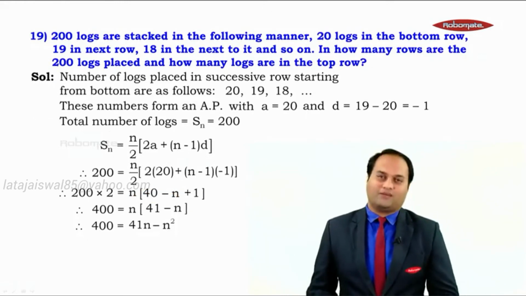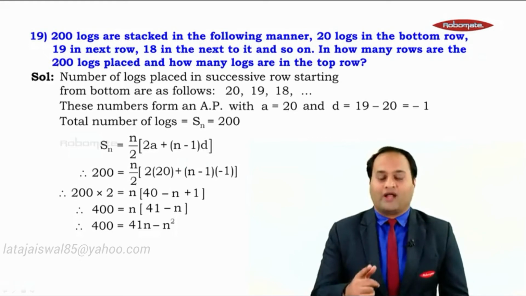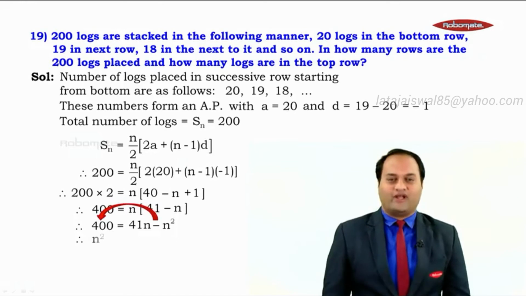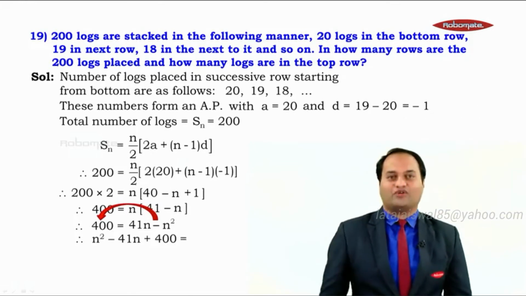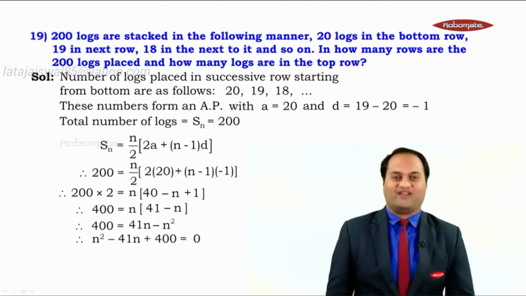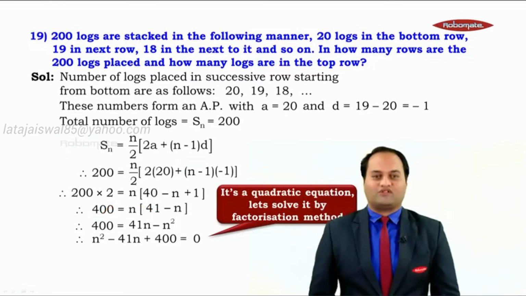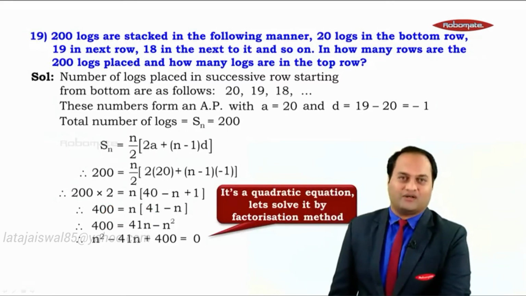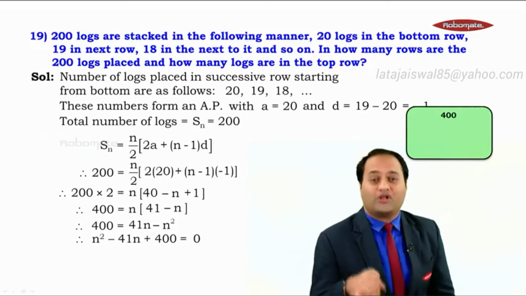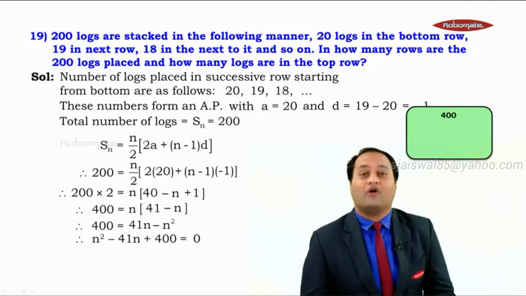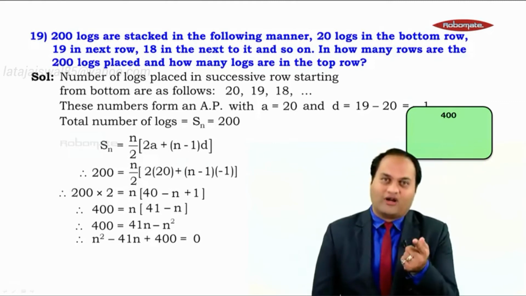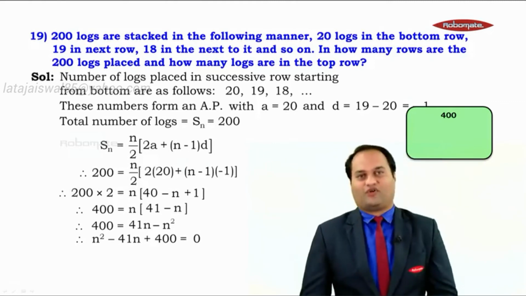Let us solve it by the method of factorization. But before that, write all the terms on one side so that there is a 0 on the other side. So minus n square goes there, it becomes plus n square. 41n goes there, becomes minus 41n, and 400 remains there, so it is plus 400 is equal to 0. Let's solve this quadratic equation by factorization method. What is factorization method? We need the factors of 400 which on adding give us minus 41. Why on adding? Because 400 has got a plus sign, right? So 400 factors which on adding give us minus 41.